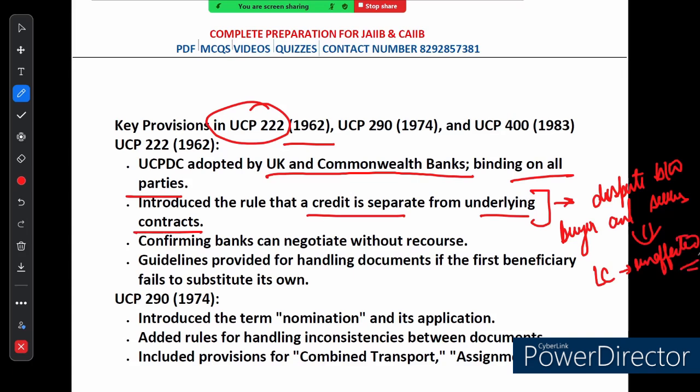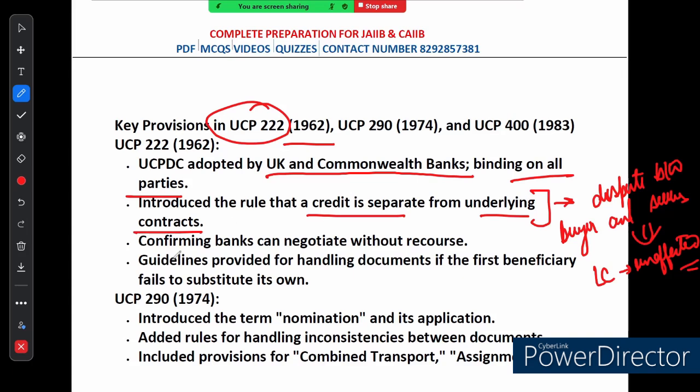Even if there is a dispute between buyer and seller, the letter of credit remains unaffected, and the bank must still honor their commitment based solely on the documents presented. This was one of the key provisions introduced in UCP 222: the letter of credit is entirely separate from the underlying sale or underlying contract. Even if there is a dispute between the buyer and seller, the letter of credit will remain unaffected, and the bank must still honor their commitment based solely on the documents presented.